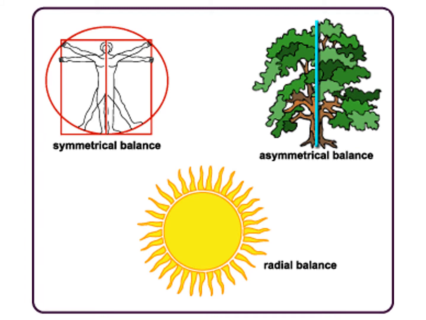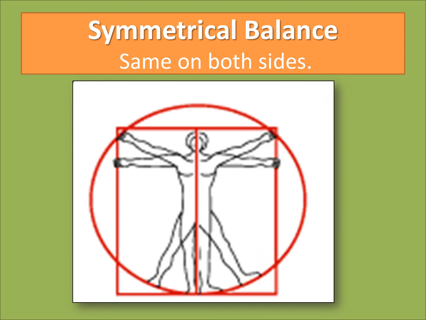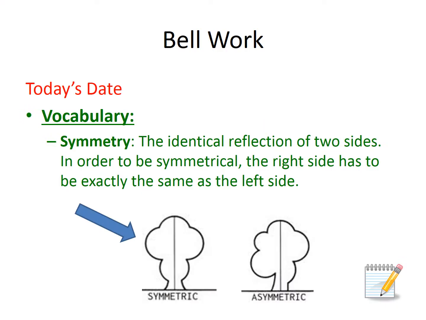The three kinds of balance that we will be covering are symmetrical balance, asymmetrical balance, and radial balance. First, let's talk about symmetrical balance, meaning that they are the same on both sides. Take a moment to pause this video so you can write down this vocabulary word in your sketchbook. Symmetry, the identical reflection of two sides. In order to be symmetrical, the right side has to be exactly the same as the left side.